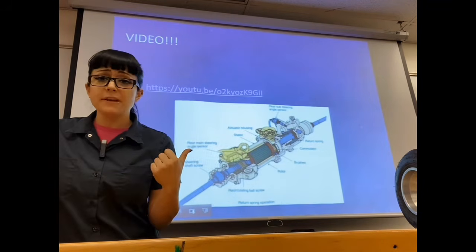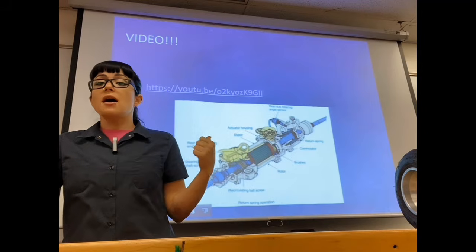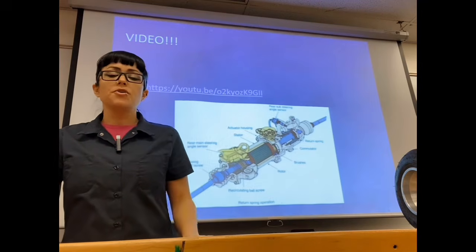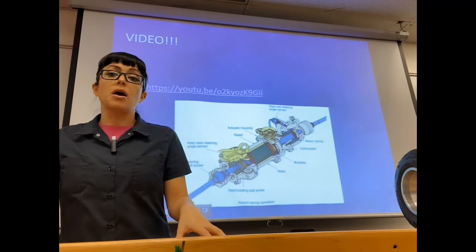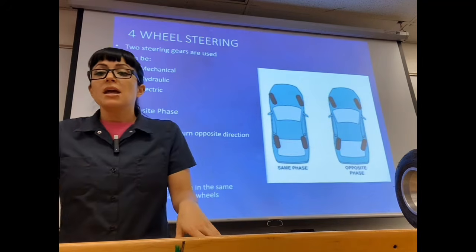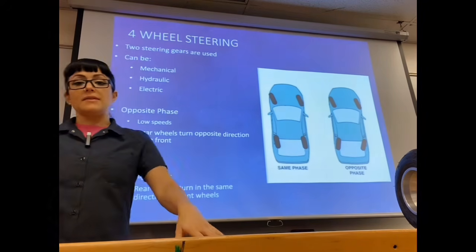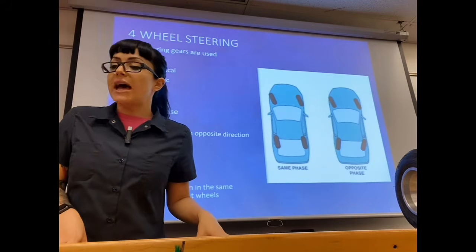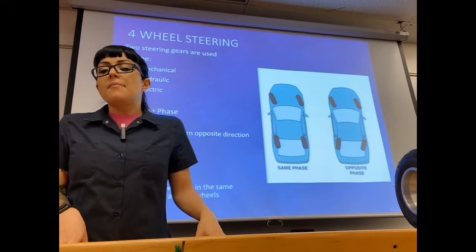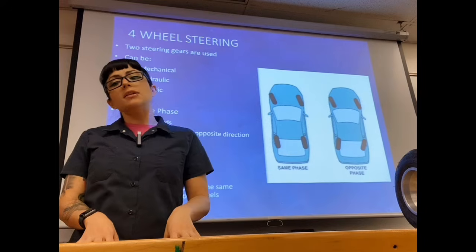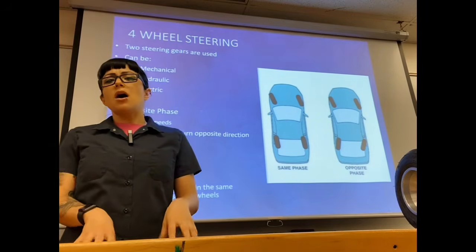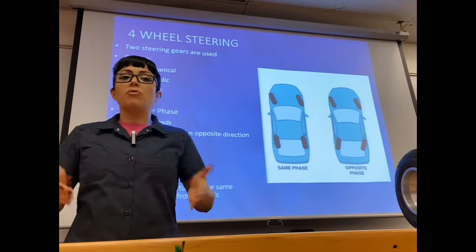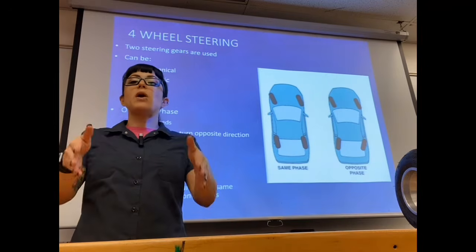I did embed a video into your canvas for some better visuals on your electronic rack and pinion designs. Now, the last thing I want to talk about in this section is going to be your four-wheel steering. Not all vehicles have four-wheel steering, and I'll talk about the pros and the cons here in a minute. But four-wheel steering means that our rear wheels are going to turn as well as our front wheels.